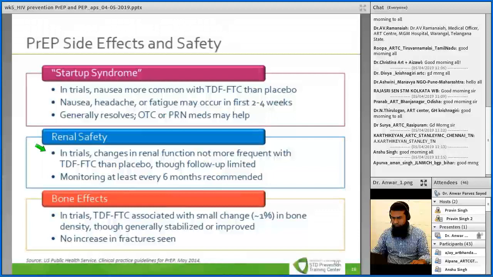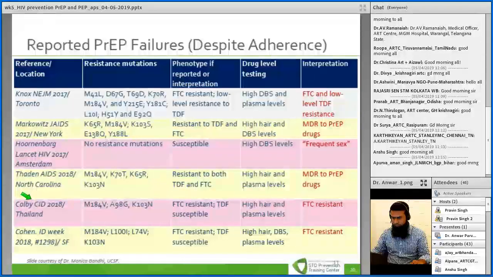And that's what they observed. Similarly, bone marrow effects: in trials, TDF, and that's true for the same combination, was associated with a small change, about 1% in bone density, though it generally stabilized or improved, with no increase in fractures seen. So these are the two side effects which we usually are worried about whenever we use TDF. But using TDF for an HIV positive person and for those who are HIV negative may be different. We may see more toxicities in PLHIVs, and if we use it for prevention, we may see less of them.